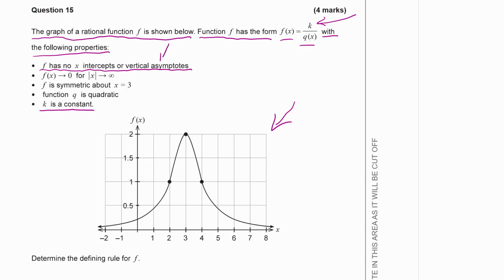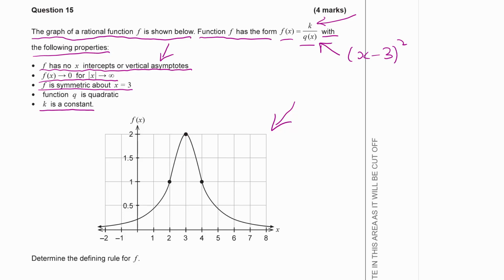The fact that it has no vertical asymptotes tells us that this quadratic never takes the value 0. This part is just telling us that the x-axis is a horizontal asymptote. f is symmetric about x equals 3, and we can see that on the graph. And that suggests to me that q of x will contain (x minus 3) squared.